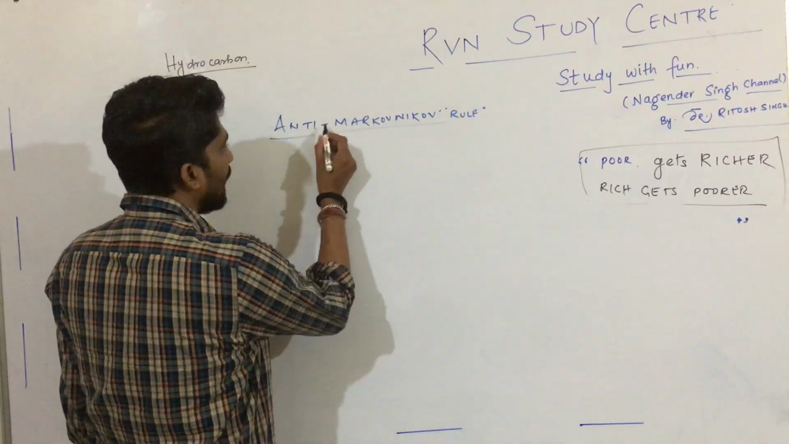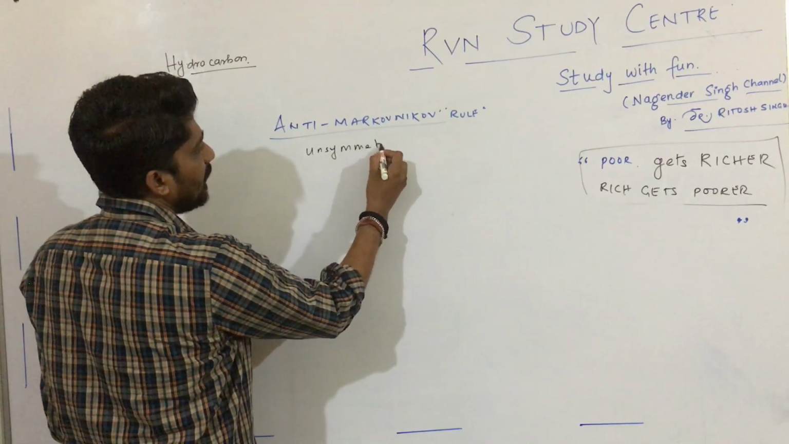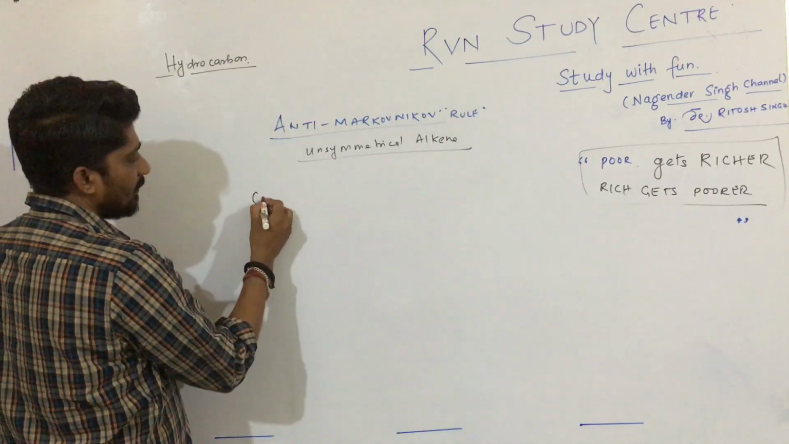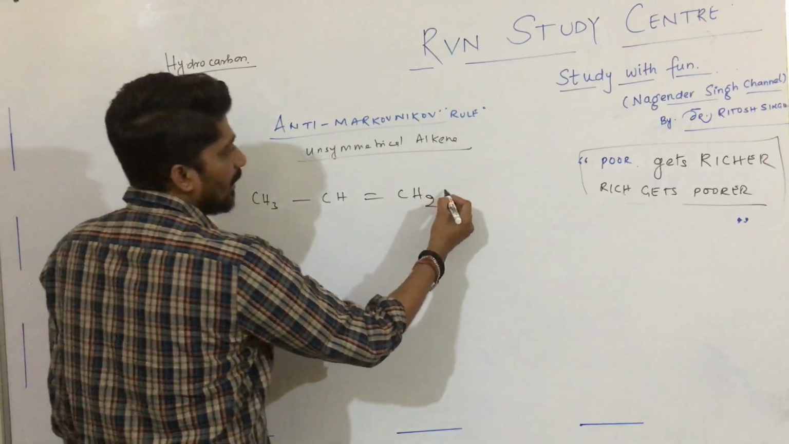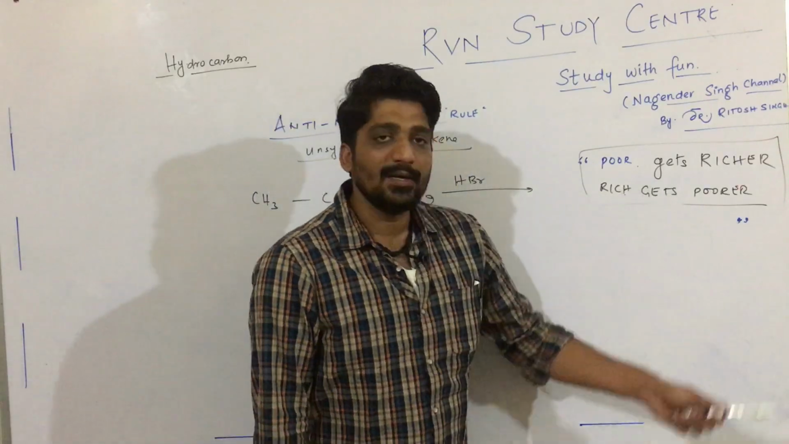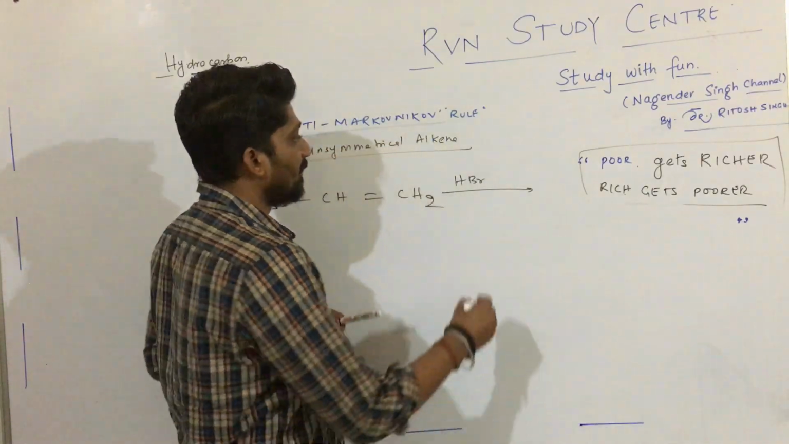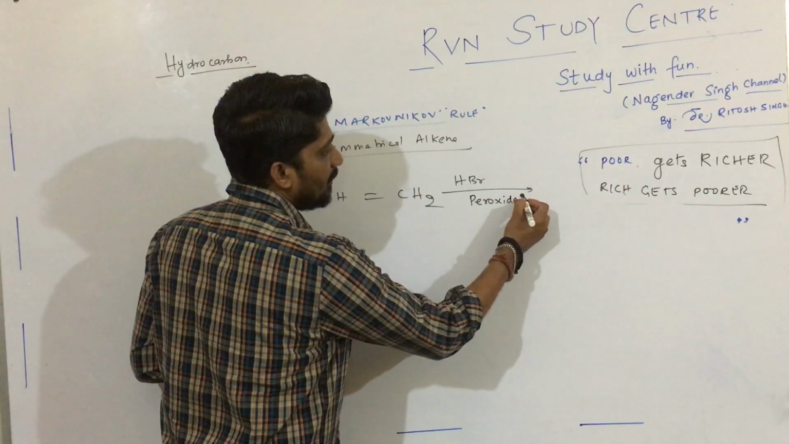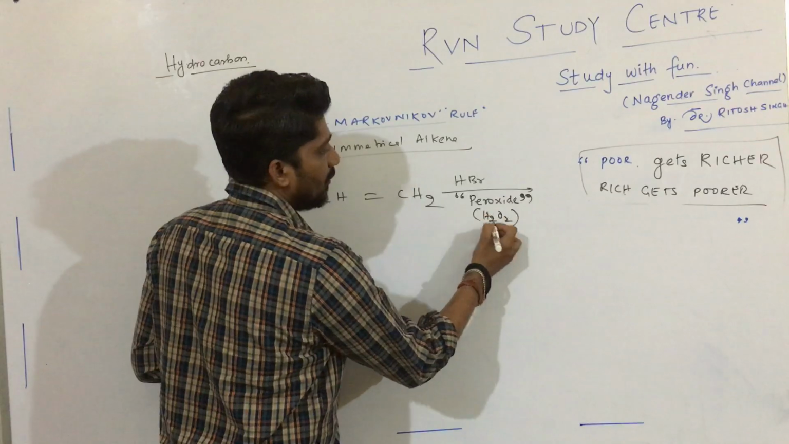Okay, so let's see again. Anti-Markovnikov is for the unsymmetrical alkene. So what is this? CH3 CH double bond CH2, you are taking propene. Now in this case, to make rich poorer, you will require some external effort. Here that effort is being put in by peroxide. So remember, you have to look at the peroxide. What is peroxide? H2O2. Okay.